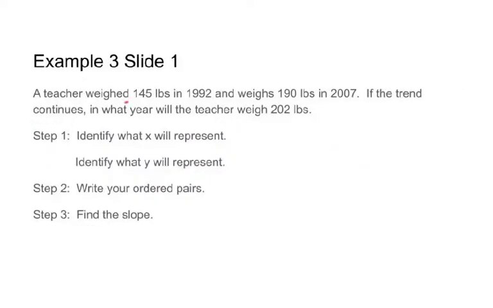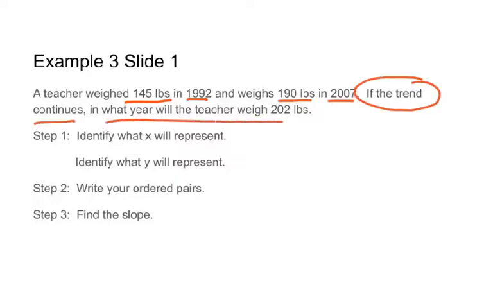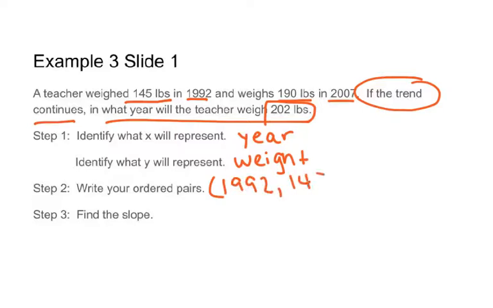So a teacher weighed 145 pounds in 1992 and 190 pounds in 2007. If she continues, what year will she weigh 202? Again, X often represents the time, so that's going to be the year. And this is going to be the weight. So in 1992, the weight was 145. In 2007, the weight was 190.